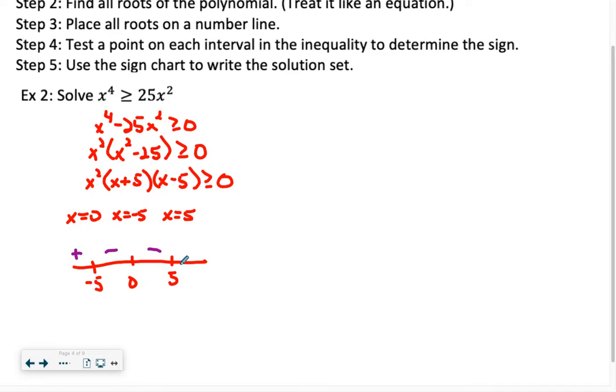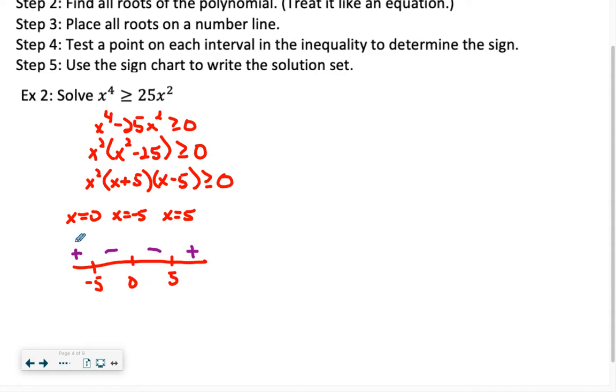Then finally, choose a number greater than 5, say 6. 6 squared would be positive. 6 plus 5 would be positive. And 6 minus 5 would be positive. So a positive times a positive times a positive gets me a positive. Now, if I look back here, what I want is for my polynomial to be positive, greater than or equal to 0.